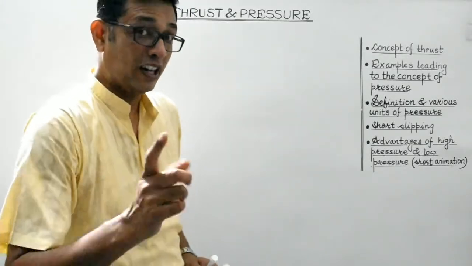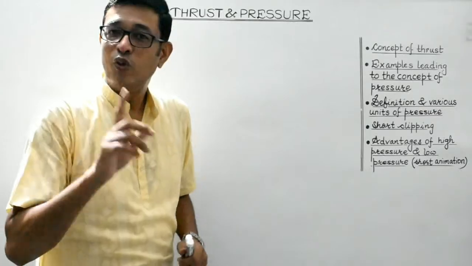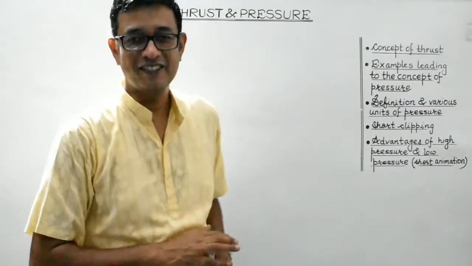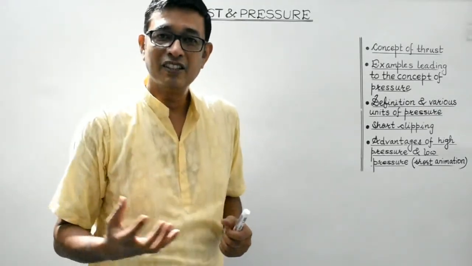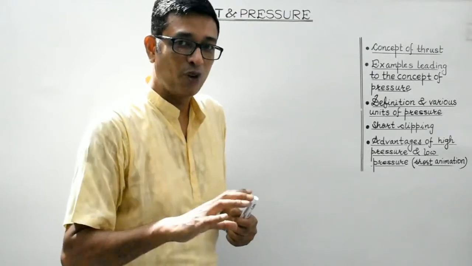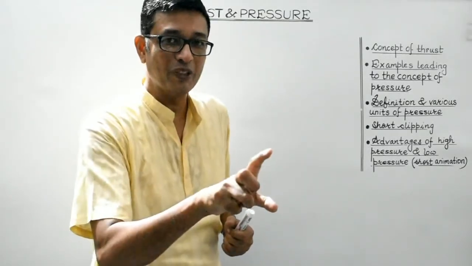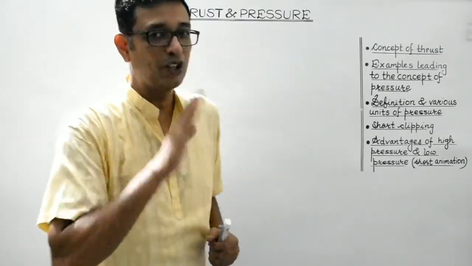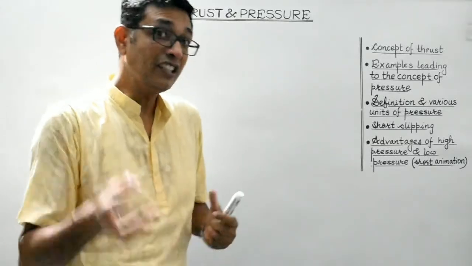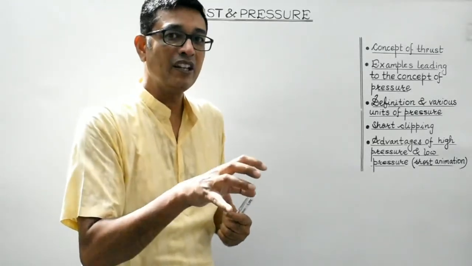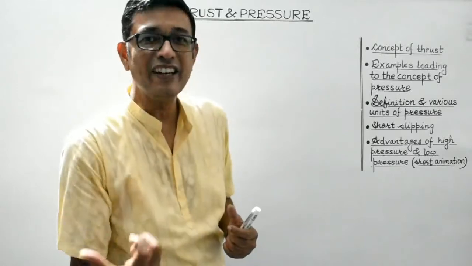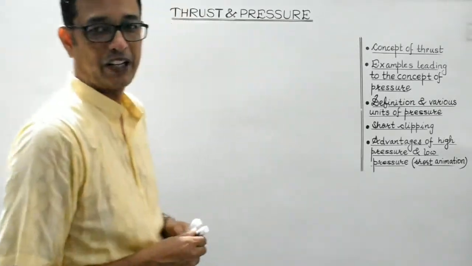Okay students, I hope you have understood the various examples which were given in this short clipping, right? Now again, let me repeat it. What we have discussed is thrust. Thrust is the force exerted by a body on a surface normally. Normally means in a perpendicular direction. And this force exerted by a body normally per unit area is known as pressure.